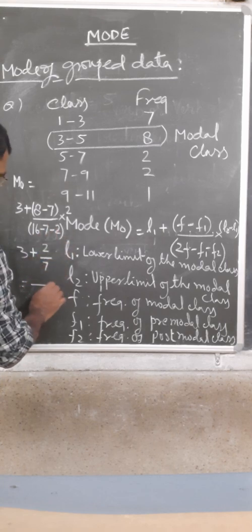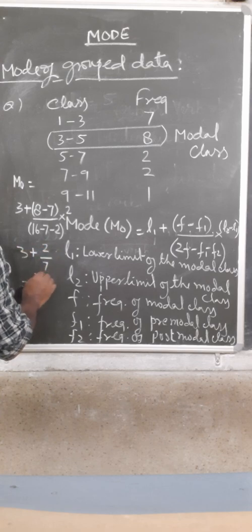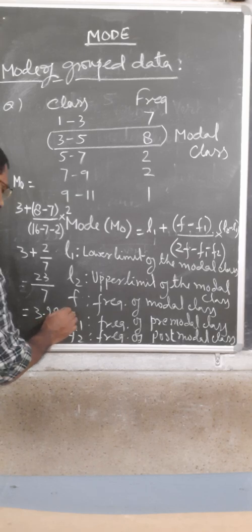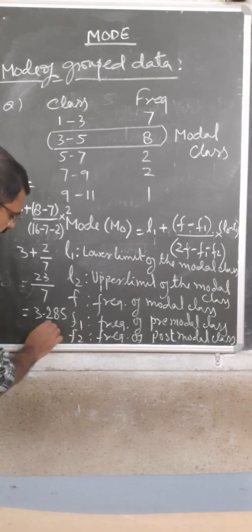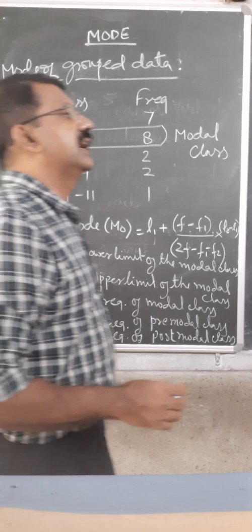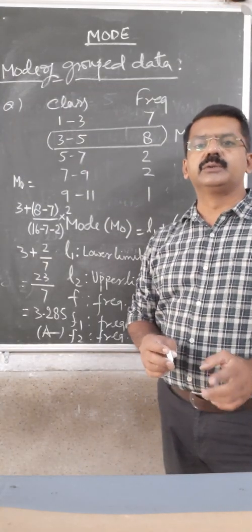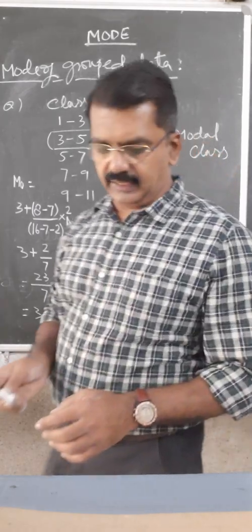Now you take 7 LCM, 21 plus 2, 23 by 7. Okay, 23 upon 7. If you divide, it is almost 3.285. The answer is 3.285. The mode is 3.285. Clear? Now we will do one more example.